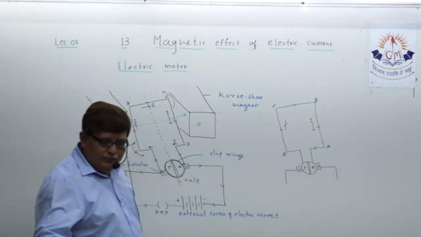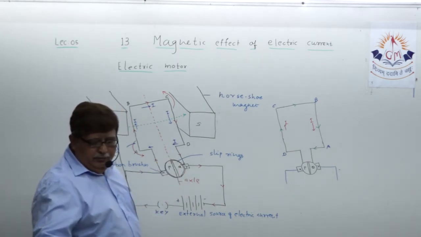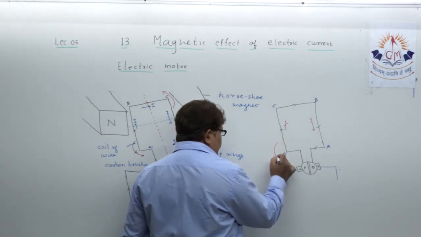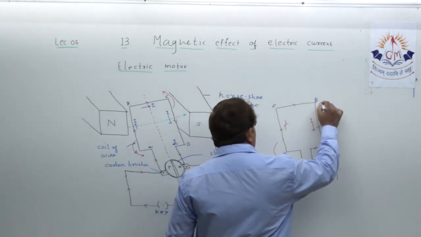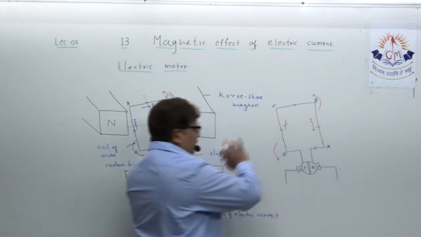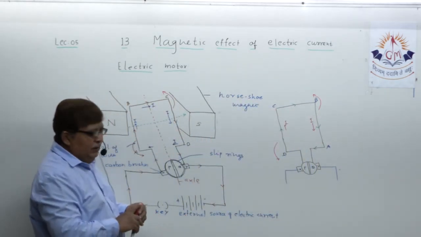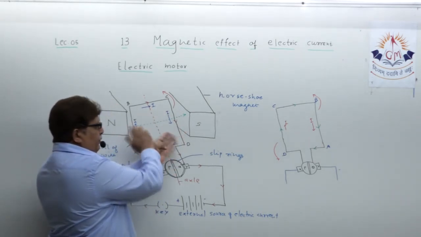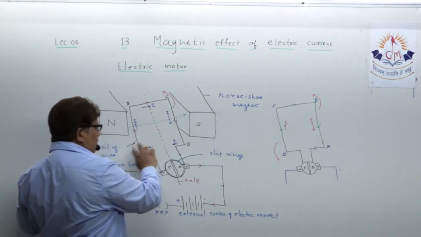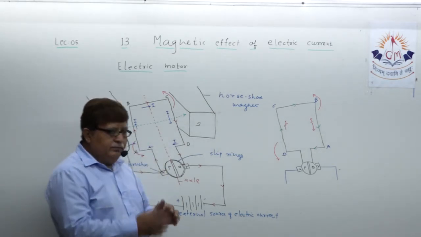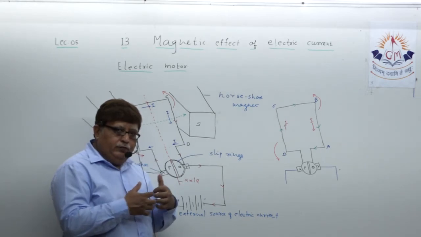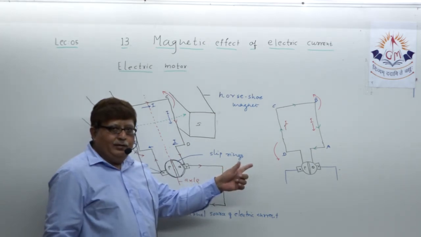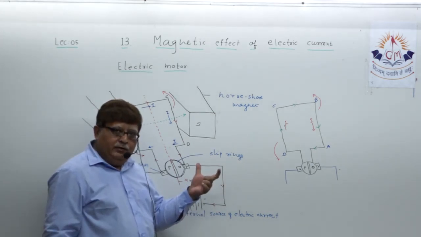CD. Understand? Initially CD was pulled up, now CD will be pulled down and AB will be pulled upward. Again the half rotation will complete. Again, my dear student, complete rotation. First rotation, then second rotation. What happens? Because constant flow of electric current continues due to that commutator, carbon brush and split ring arrangement.